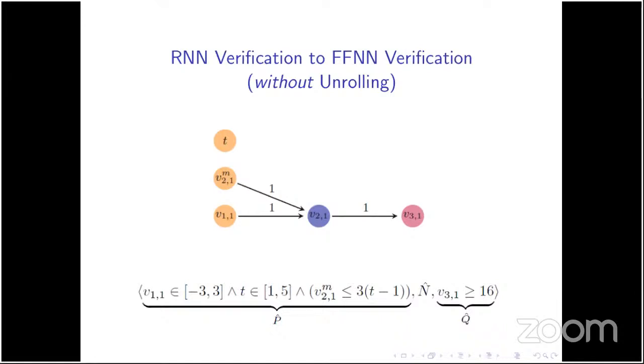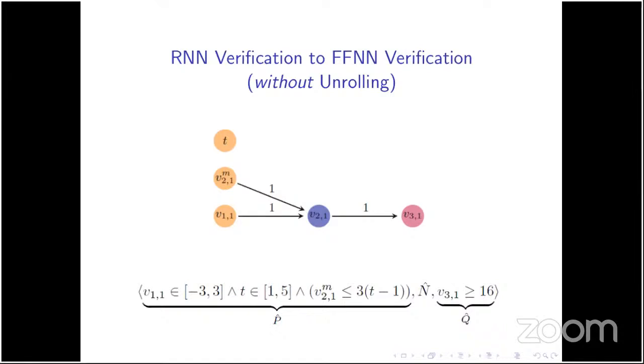Remember that it had three components, which is what we spoke about. The first component of P is this conjunct where we say that the input has to lie between -3 and 3, which is what the original precondition was. The second conjunct says that T must belong to something between 1 and 5, which is true because we want to check whether this property holds for 5 time steps, starting from 1, of course.